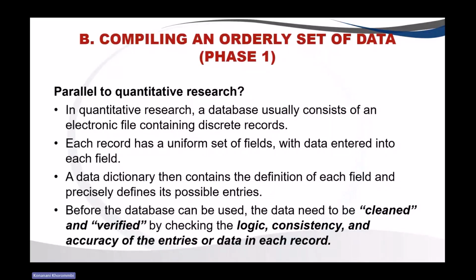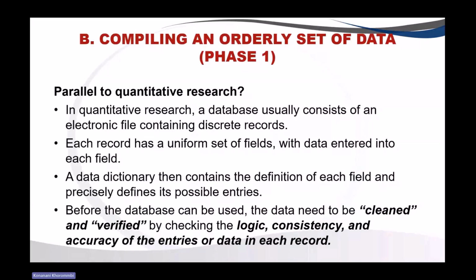The other one is parallel to quantitative research. It's similar to what quantitative researchers do. In quantitative research, for example, a database usually consists of an electronic file containing discrete records. And this is the reason why the terminology of database is mainly used in quantitative research than in qualitative research. Each record has a uniform set of fields with data entered into each field.